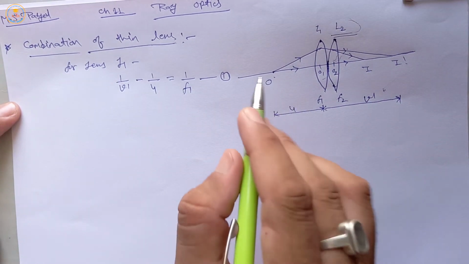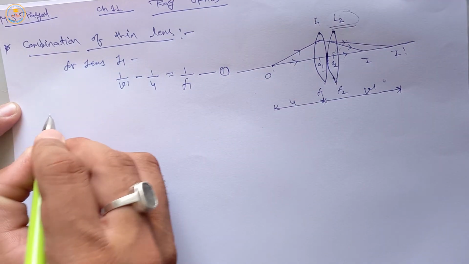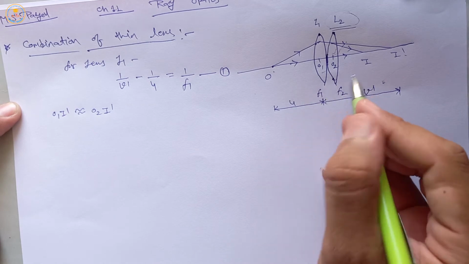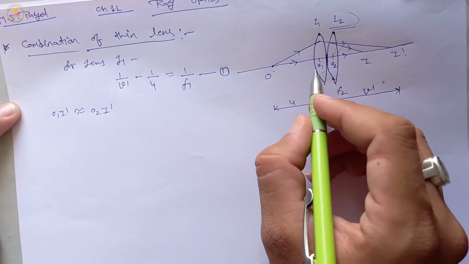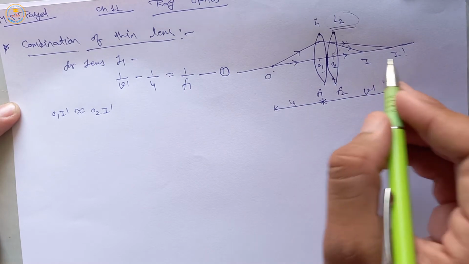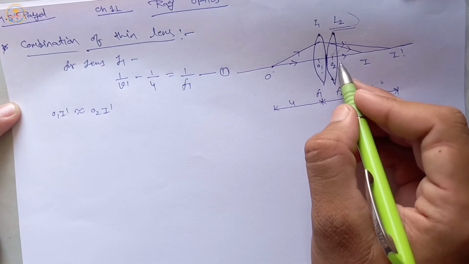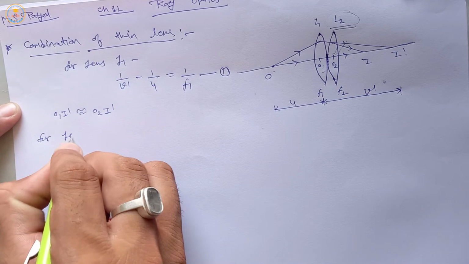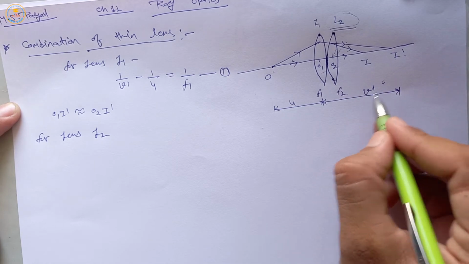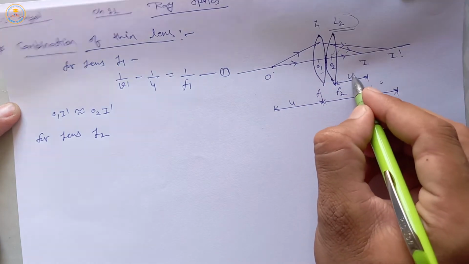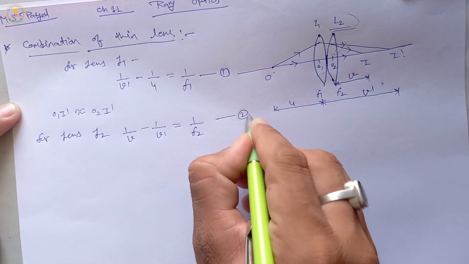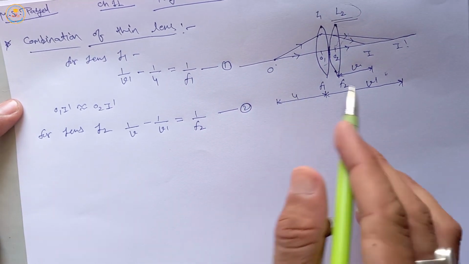Here we take very thin lenses, so we can consider O1 I dash approximately equal to O2 I dash, because these are very thin lenses, so the optical centers of these lenses are placed very near. And this I dash acts as a virtual object for the lens L2. So for lens L2, the distance of the object is v dash, and the distance of the image is suppose v. So 1 upon v minus 1 upon v dash is equal to 1 upon f2. This is equation number 2.